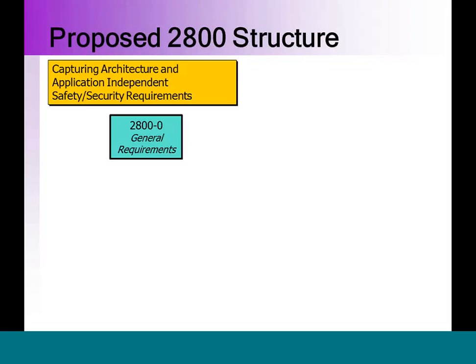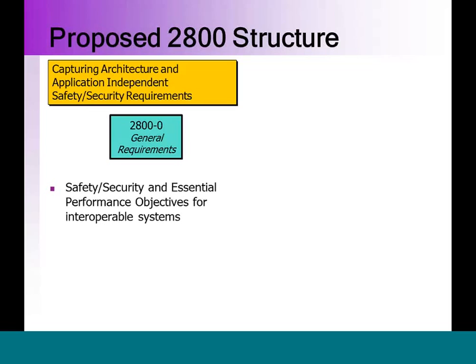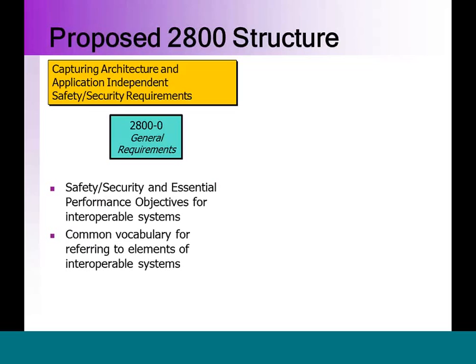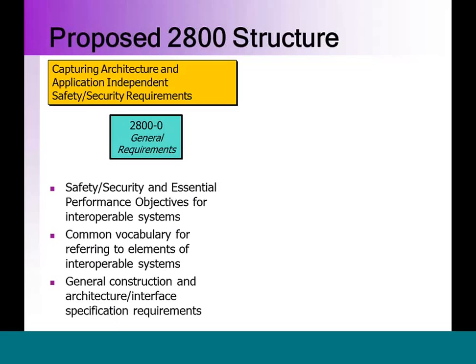And so the thing that we're trying to do is to come up with a collection of architecture-independent requirements that state properties that any interoperable system should have, a risk management process that any interoperable system should go through, and so forth. And those are general requirements. So these state, again, safety, security, and essential performance, a common vocabulary for referring to elements of interoperable systems, general construction and architecture, and interface specification requirements.